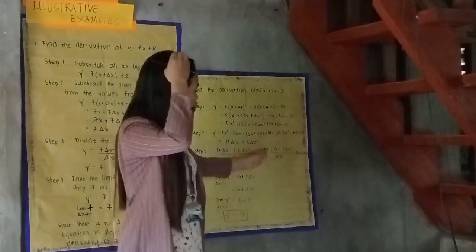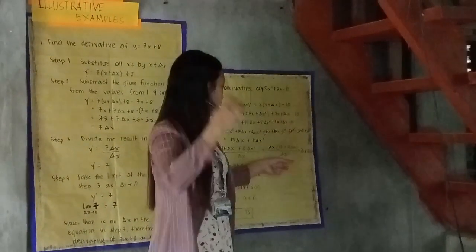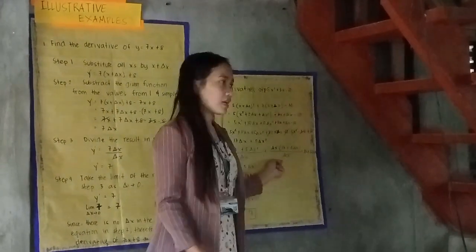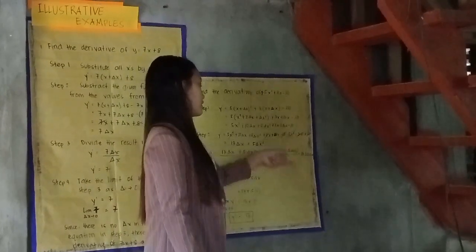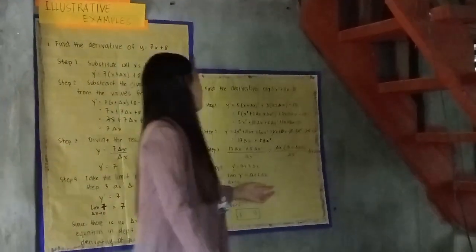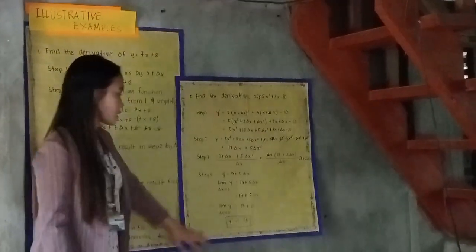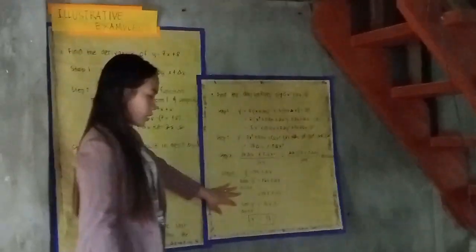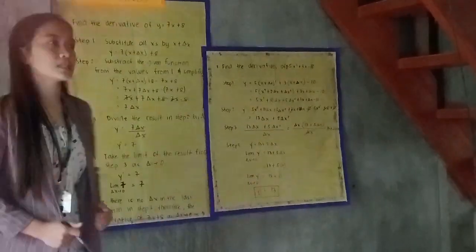Since the delta x is outside the parentheses and the denominator also has delta x, we can cancel them. So what remains is 13 plus 5 delta x. So after step 3, let's proceed to step 4. Okay, Legaspi, what is step 4?